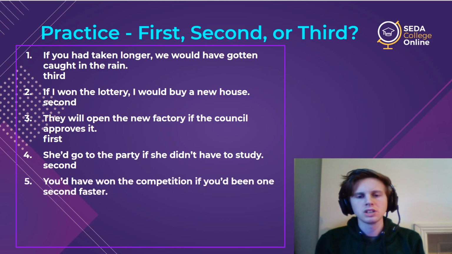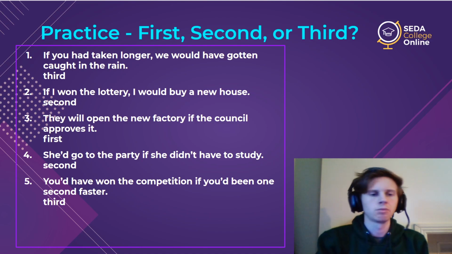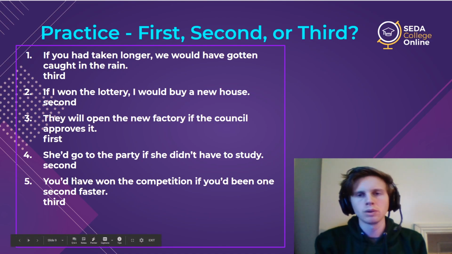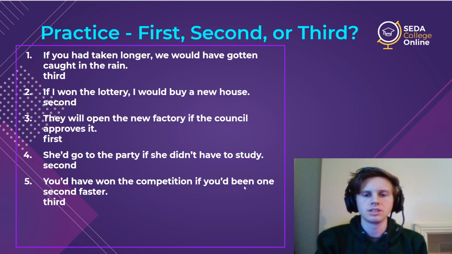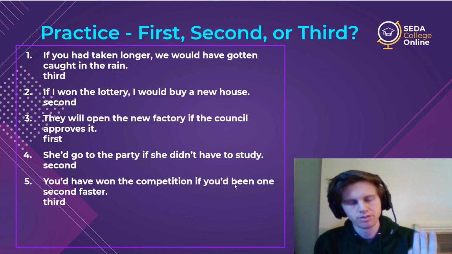How about this one? You'd have won the competition if you'd been 1 second faster. First, second, or third. Yeah, you have to really look at those contractions. What is the verb here? What form? And that will help. All right, make your guess. First, second, third. Correct answer is third. And now we're back to perfect. So I have here the base form, so I know this is would. You would have won the competition if you, I know this is been, so this is the past participle, so I know had been 1 second faster, so third conditional.